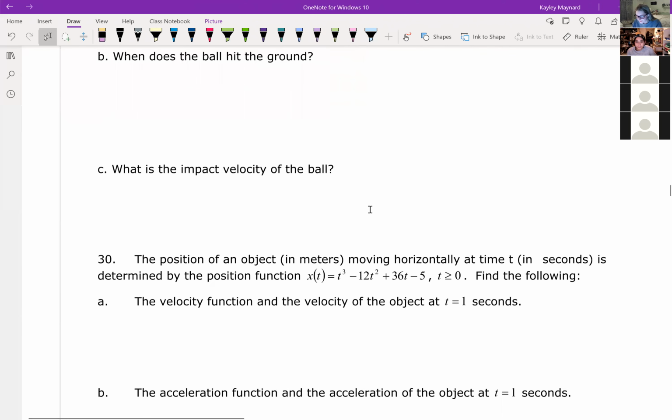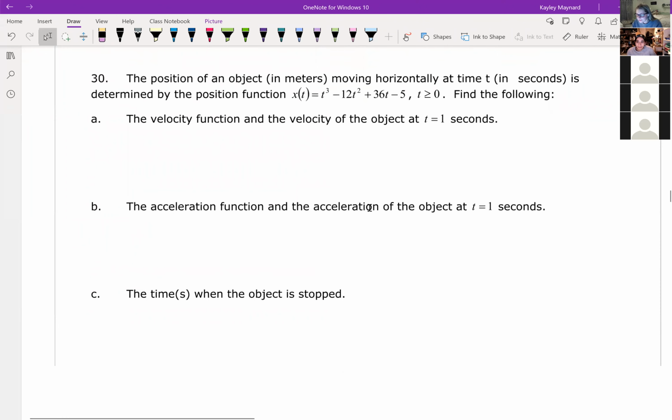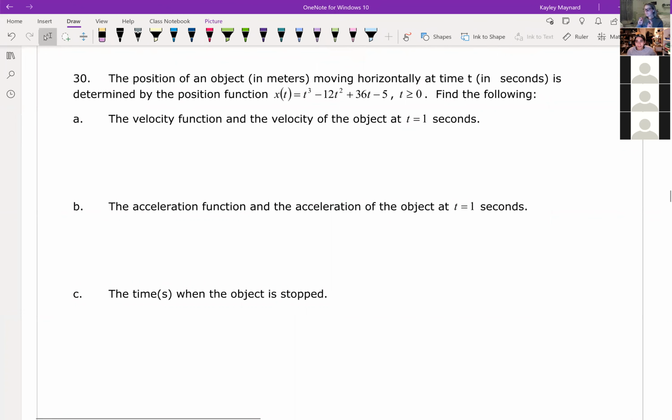Word problems are just everyone's favorite, right? The position of an object in meters moving horizontally at time t in seconds is determined by the position function x of t equals t cubed minus 12t squared plus 36t minus 5, where t is greater than or equal to 0. Remember, t is greater than or equal to 0 because it's time. Keep in mind whenever you're doing word problems that you do have units now. We're not going to say negative 3 seconds. We're not time travelers here, so we're only working with positive time.